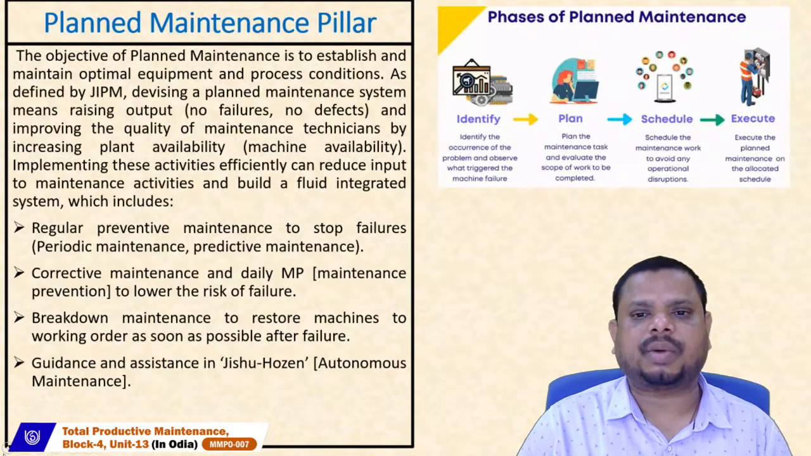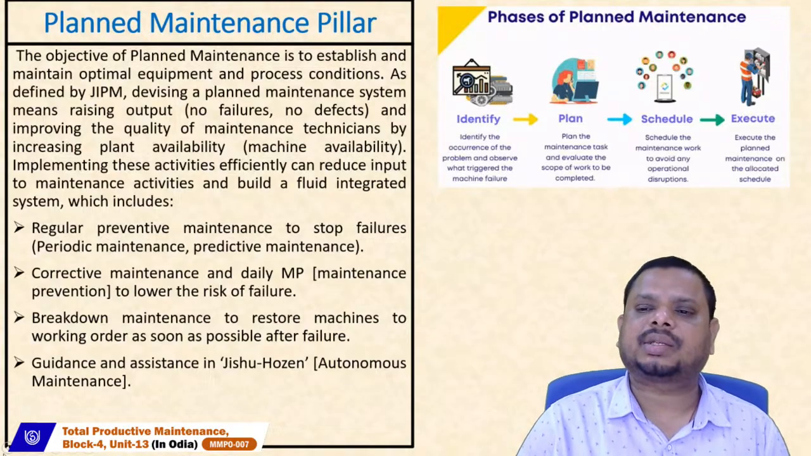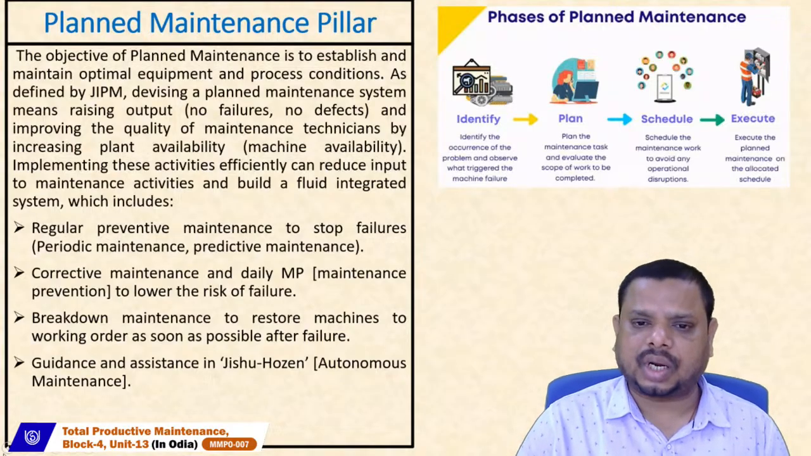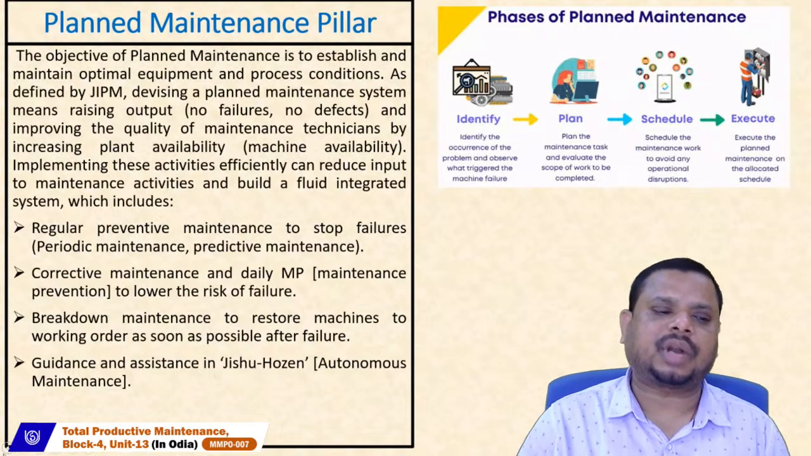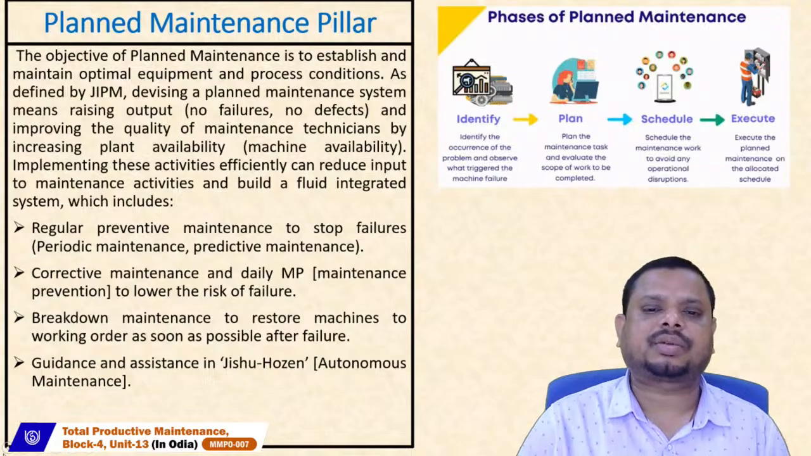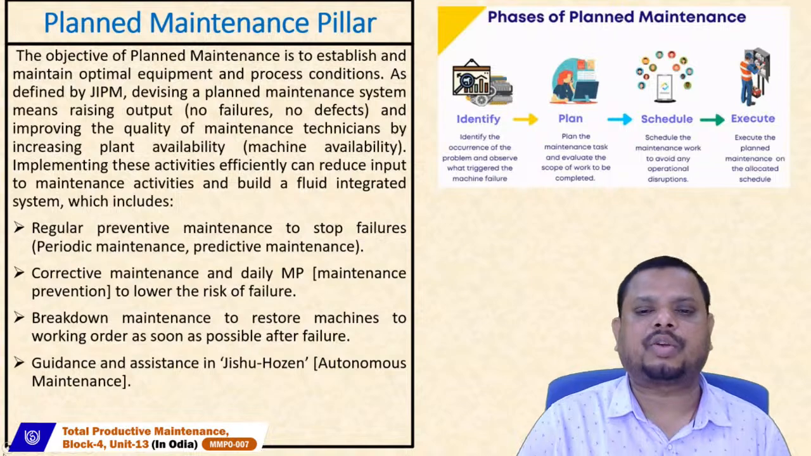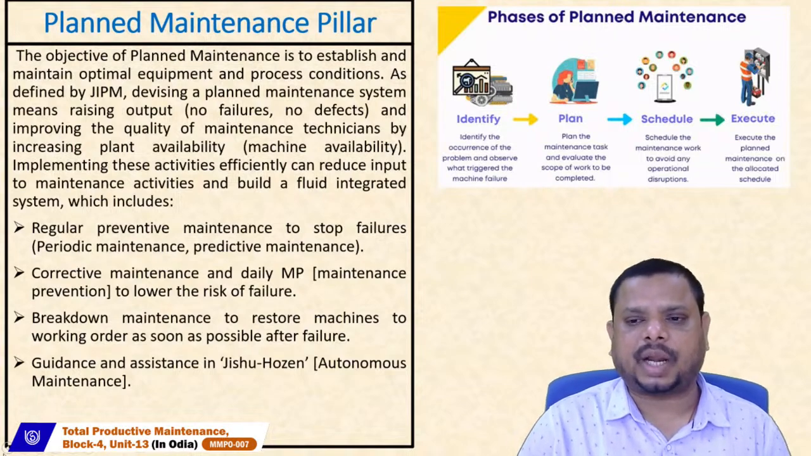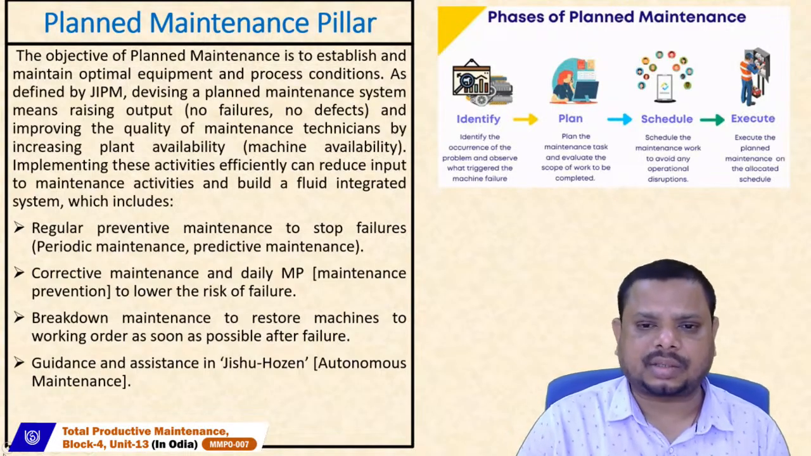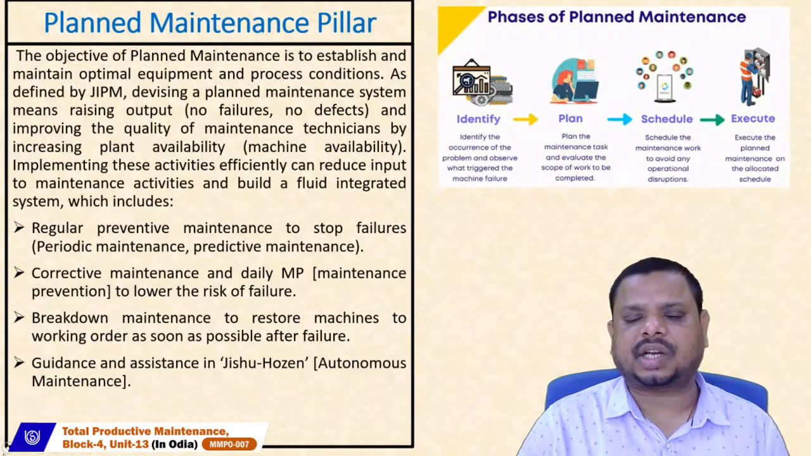So how is the autonomous maintenance system implemented? First, you have to identify, plan, schedule, and execute. Under the identification phase, you have to identify the occurrence of the problems and observe what triggers the machine's failures. For example, due to improper lubrication, the machine makes a higher level of noise, and after running a few days or a few hours, the gear teeth are broken. If you identify this kind of problem, immediately go for planning activities.